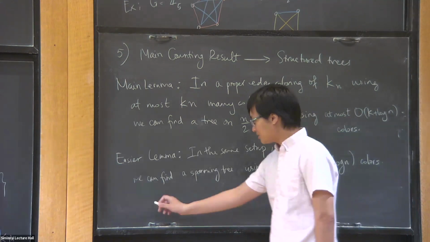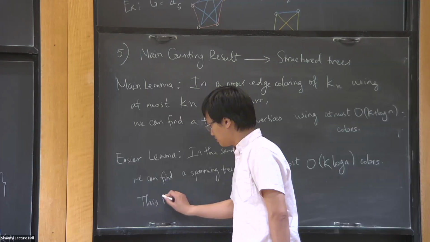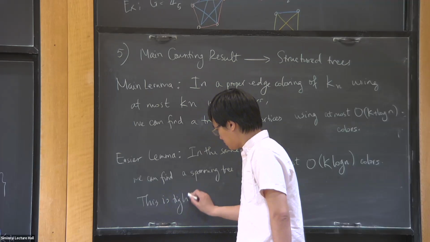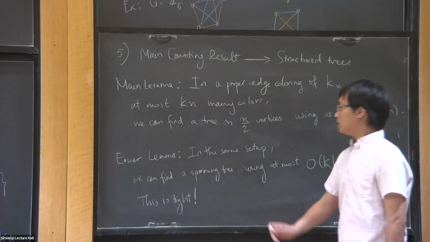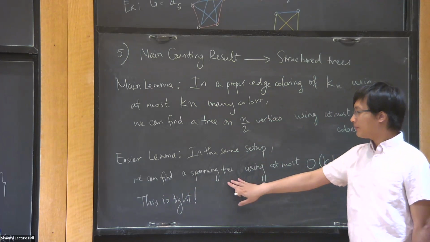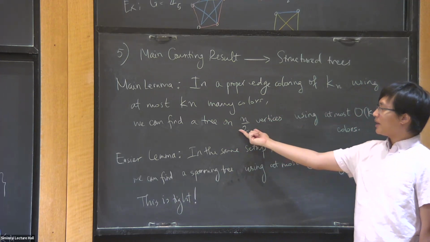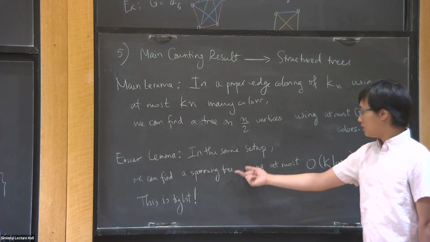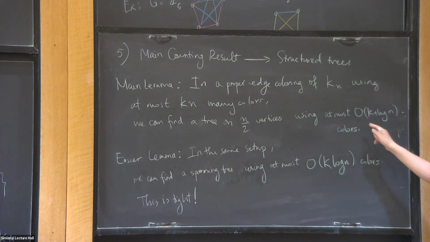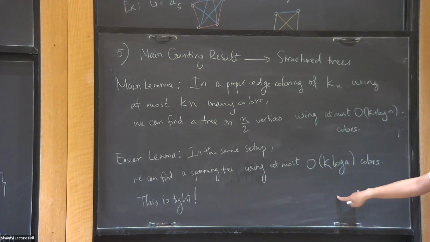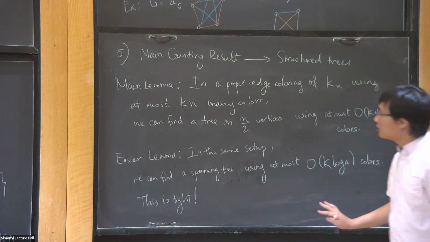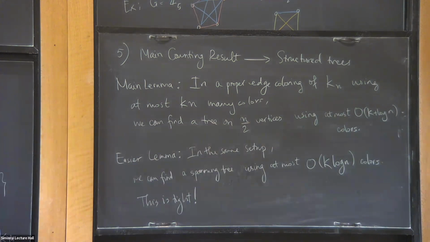It also happens that this is tight. So if you look to find a spanning tree, instead of a (1 minus epsilon) times n tree, you need to blow up the number of colors from k plus log n to k times log n. So, okay, these are the main technical lemmas.